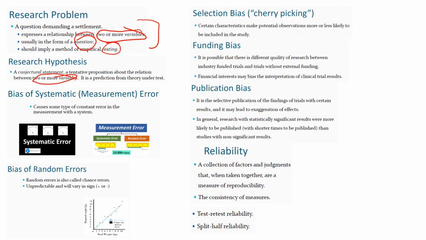So next up are biases. Bias in general is something that would introduce error into your experiment. So there's a few different types. We have systematic bias, and essentially what systematic bias is, it's the tools or methods you're using are faulty in some way.